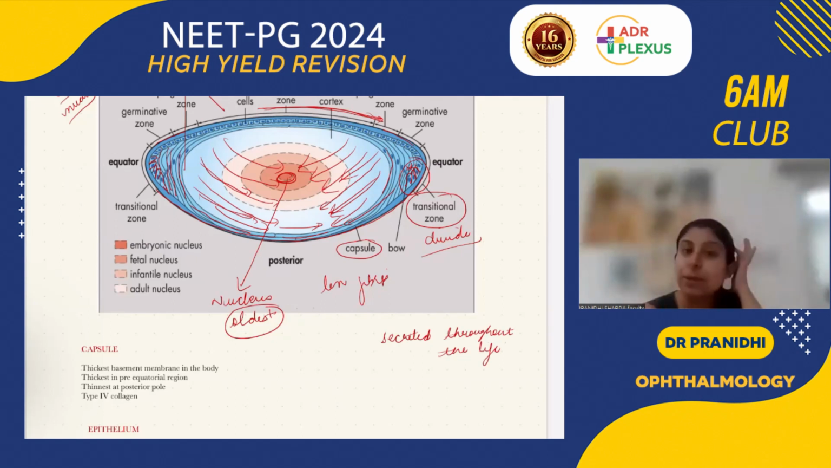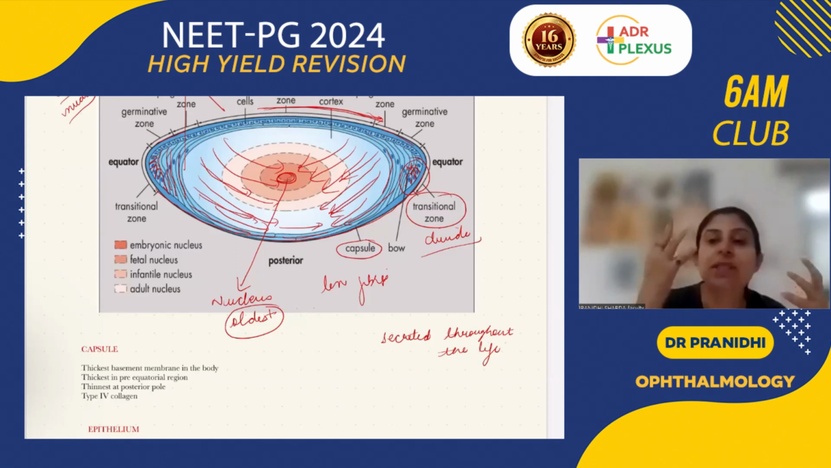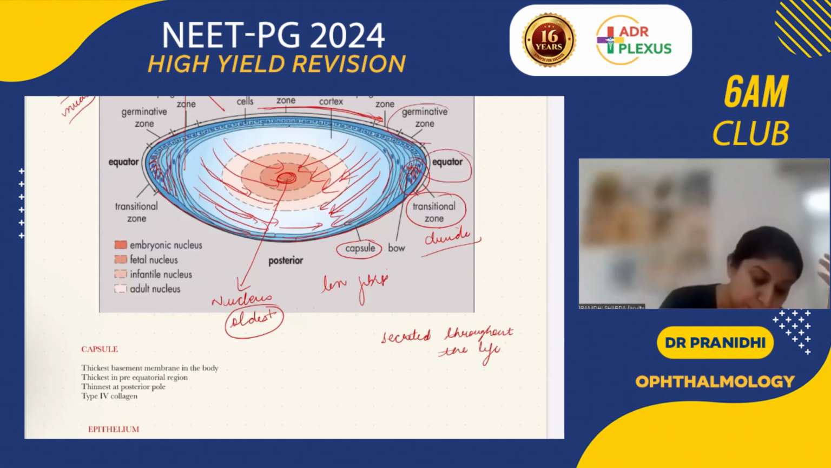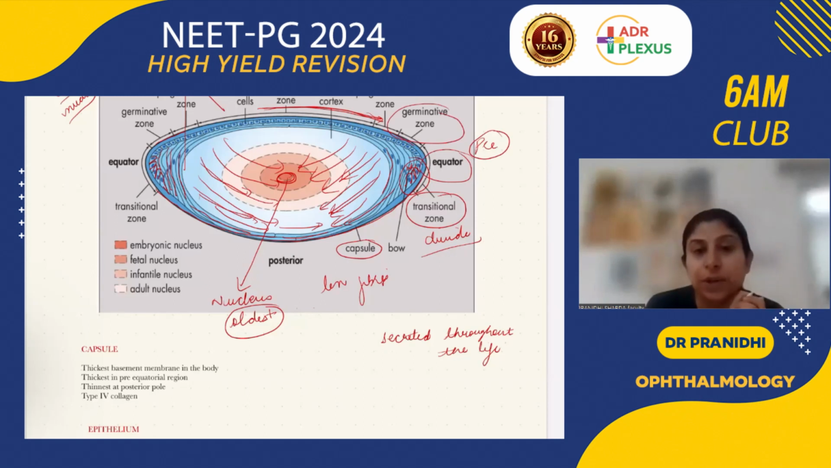The nucleus has the oldest fibers, while the cortex has the new fibers. So you have to remember three things: capsule, cortex, nucleus. Nucleus has the oldest fibers, cortex has the newest fibers. And one thing you have to remember is how these fibers are getting secreted. They are secreted with the help of the anterior epithelium, which is dividing in the equatorial or the pre-equatorial region.